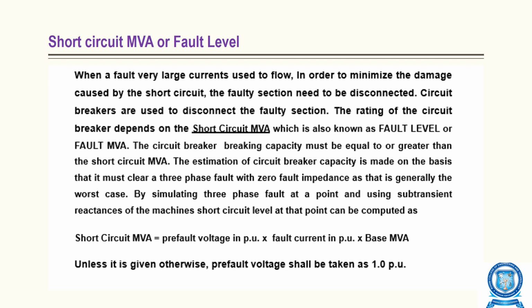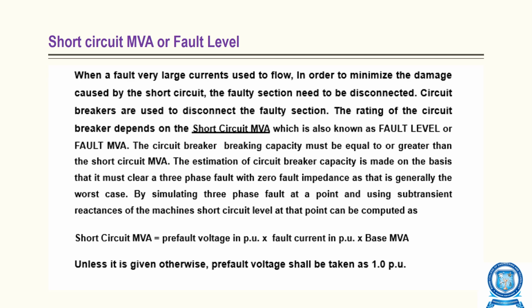The circuit breaker breaking capacity must be equal to or larger than the short circuit MVA. Estimation of short circuit capacity is made on the basis that it must clear a three-phase fault with zero fault impedance, as it is generally the worst case. By simulating a three-phase fault at a point, using subtransient reactance of machine, short circuit level at any point can be computed.